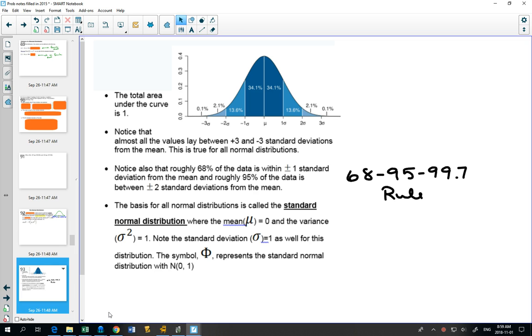And finally, 99.7, which is really, really close to 100%. As soon as you go 3 standard deviations above and below, you have almost everybody.